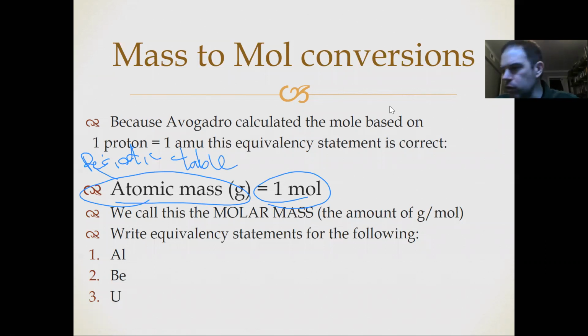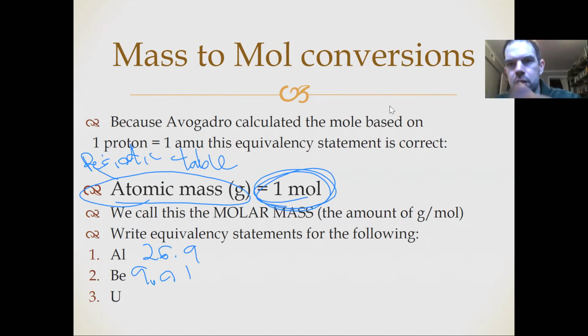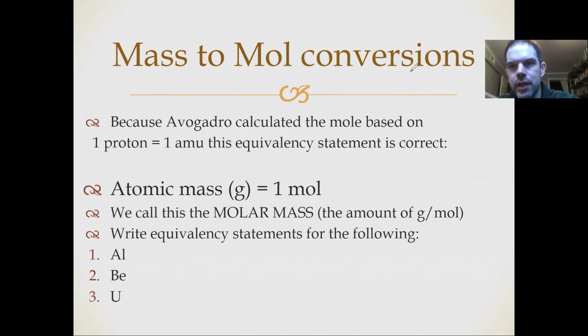For aluminum, you'd look up and see, what is it, 26.9 something. And then I'd look up Be, which would be 9.01. You get the idea. It's the mass number at the bottom, okay? And that always equals 1 mole. So that's what we're going to be using for these problems here.